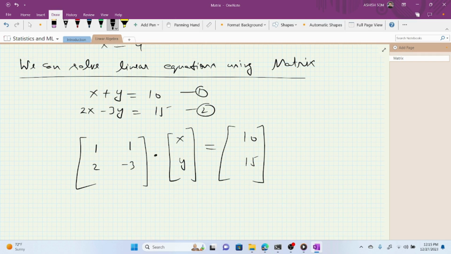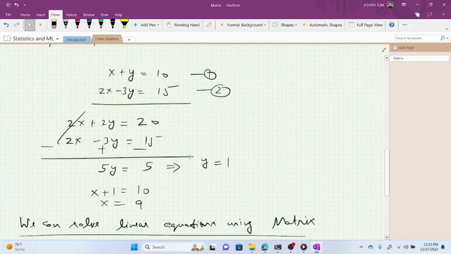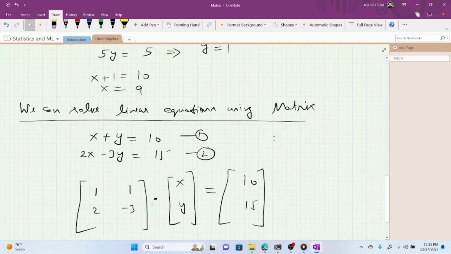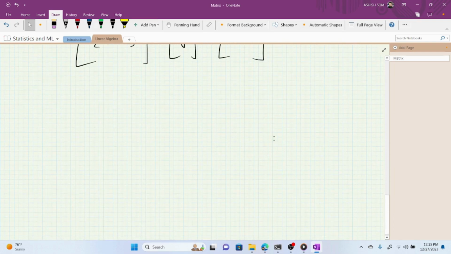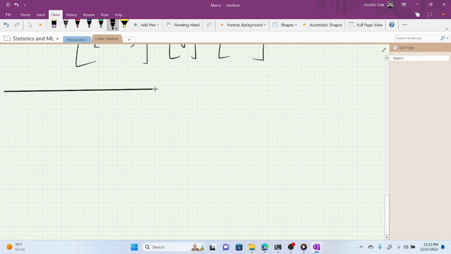Now why we are learning matrices: the algorithms that we are going to use internally use matrix operations, or you can say matrix calculations, to solve linear equations. Once we know how to solve them using matrices, we will be able to understand how the machine learning algorithm is learning internally, and we will be diving deeper into them. Fine. So let's start our topic, and the topic that we are going to do is the matrix.